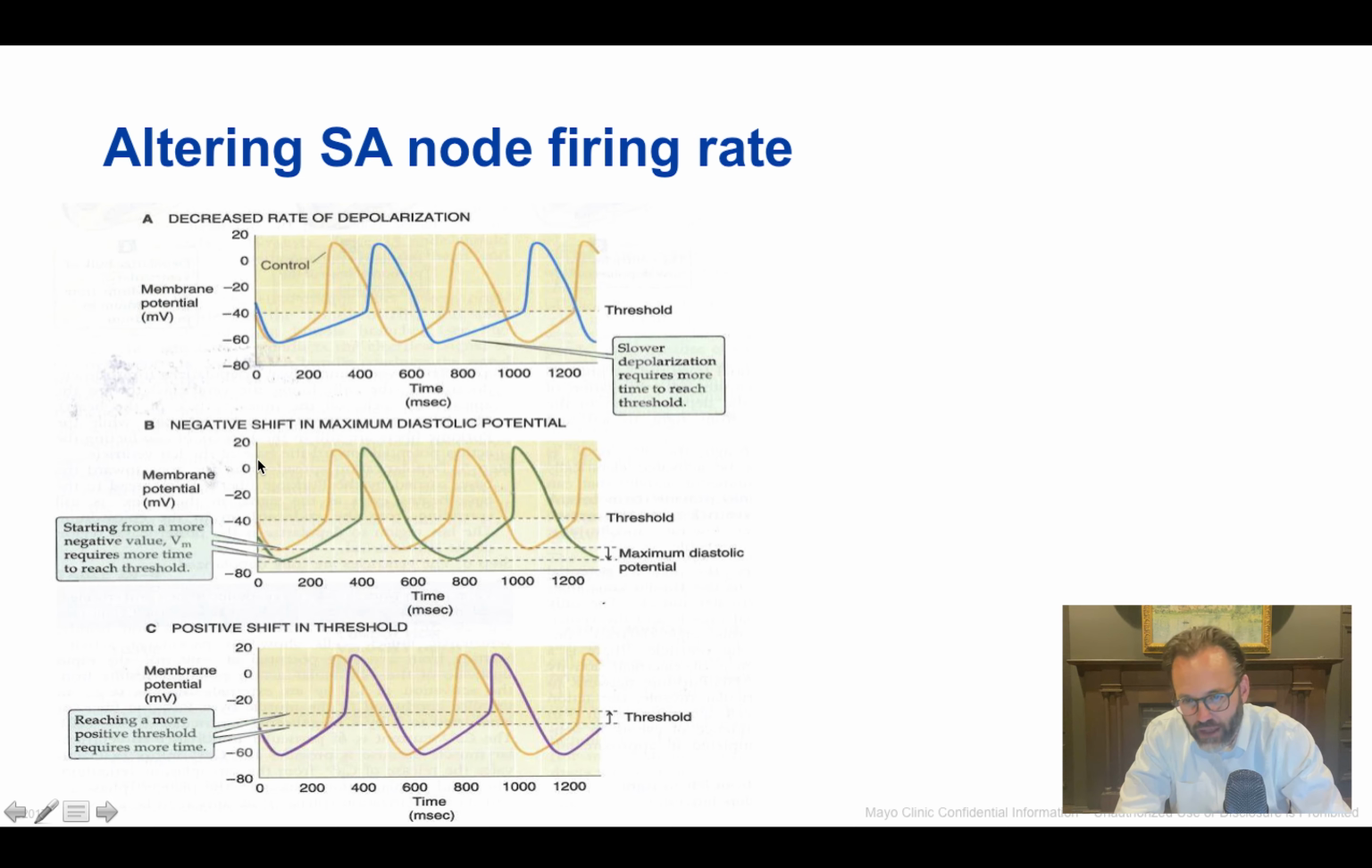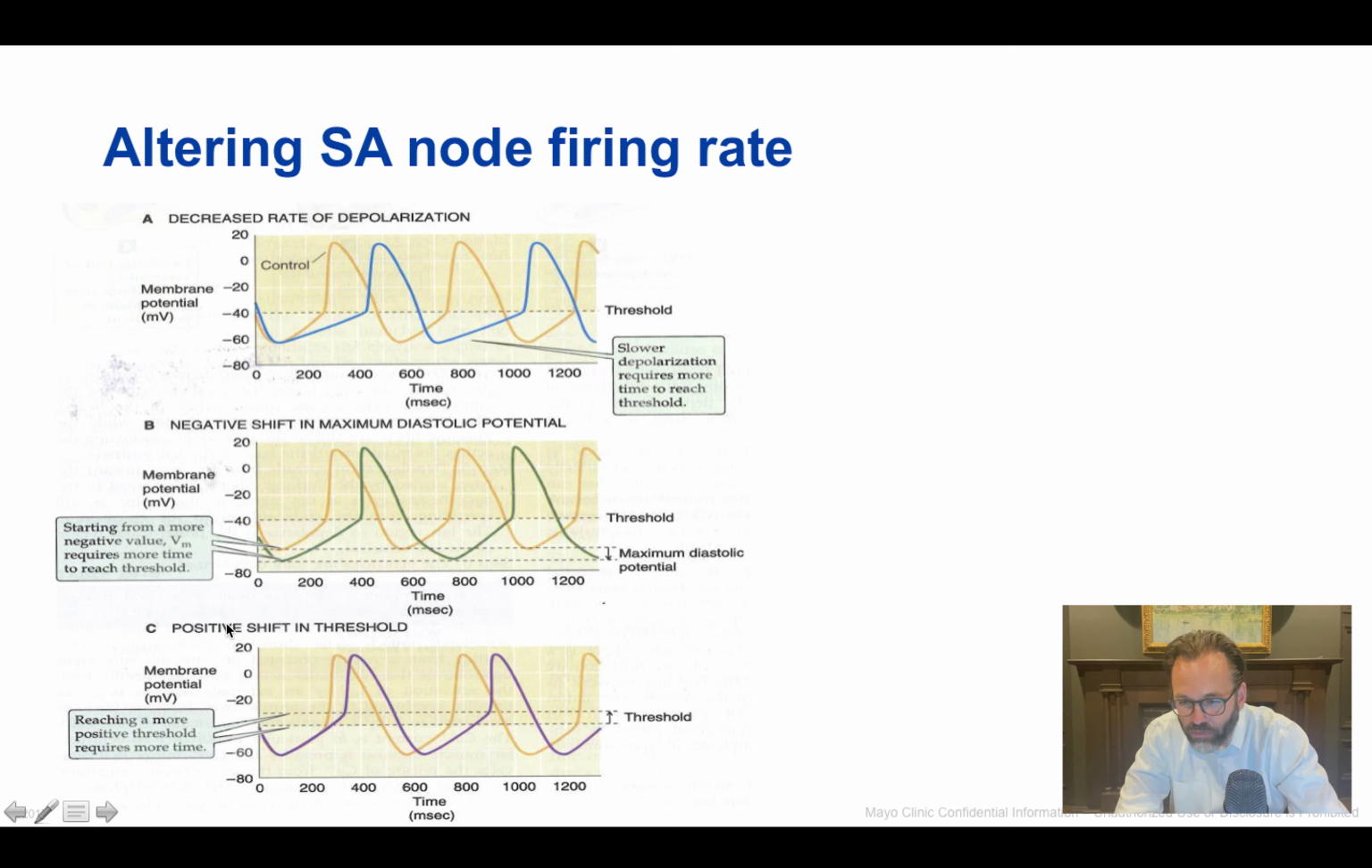You can also have a more negative shift in the maximum diastolic potential. So during that diastolic phase, you're going to have an overshooting to a more negative potential, largely due to a greater potassium current. And so once you become more negative, it's going to take you a longer period of time to reach that threshold potential for firing, even when the slope is comparable to what's observed under normal conditions. And so that will again reduce the rate of firing of the conduction system.